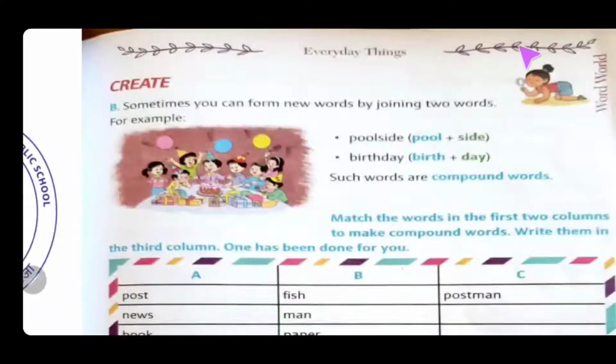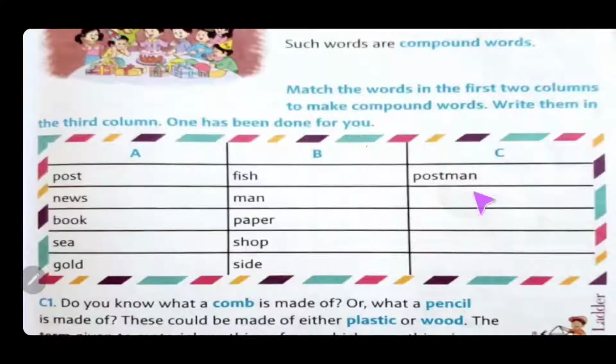Right? Now, let's match this table and complete this column C. Now, match the words in the first two columns to make compound words. Write them in third column. One has been done for you. So, in this, what you have to do, you are given column A and column B, right? So, you have to match column A with column B to form a new word, that is compound word, and you have to write that compound word in column C, right?